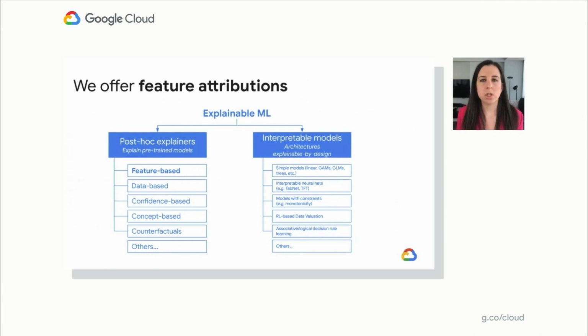TabNet presents some new research in interpretable machine learning models for tabular data, and we recently released a solution for it on Google Cloud. Today, I'm going to be focusing specifically on post hoc explanation methods, and within that category, we'll be looking at feature attributions. Now let's look at the products on Google Cloud where you can use explainable AI.